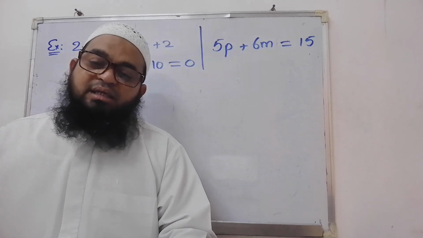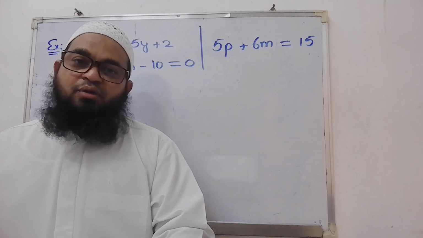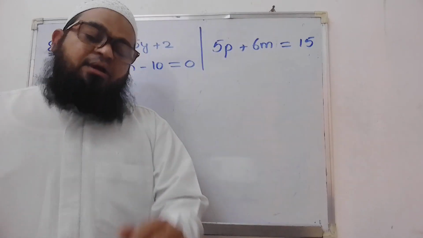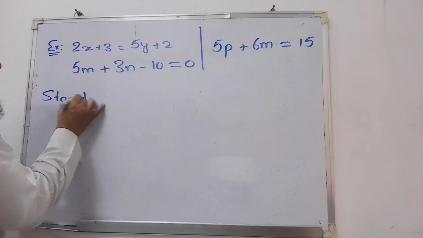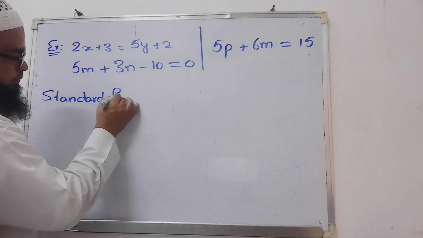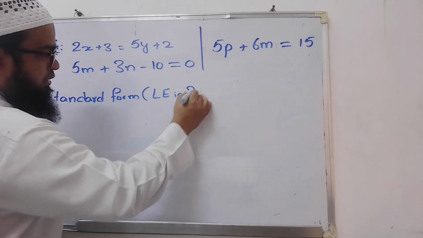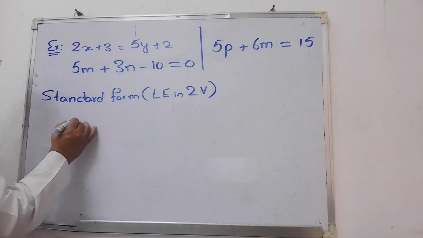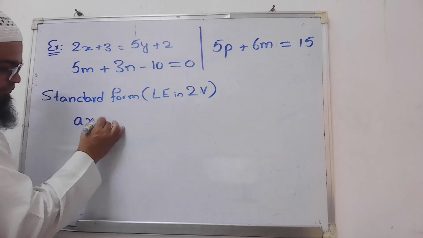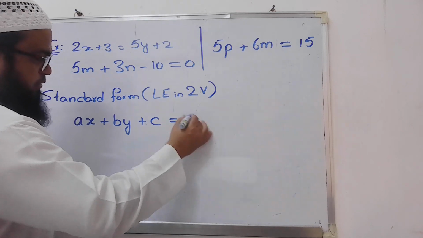So there should be a standard form to write a linear equation in two variables, is it right? So the concept of this video is the standard form of linear equation in two variables. Okay, what is the standard form of a linear equation in two variables? It is ax plus by plus c is equal to 0.